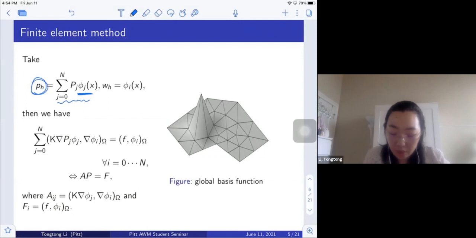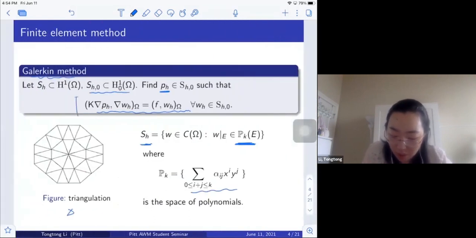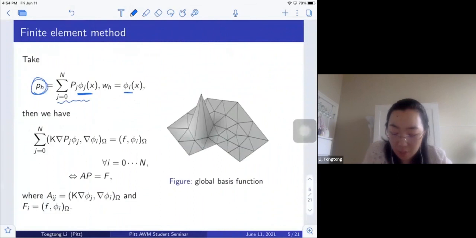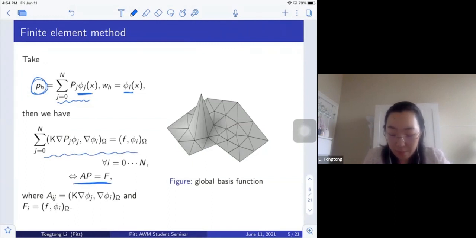Now, remember that we have this equation here. If we take our wh, the test function, to be each basis function, then we reduce our original problem into this problem, which is just solving a linear system AP equals F. A is already known from our setup. F is also known if you know the right-hand side. Now we only need to solve for P here. So that's the idea for the finite element method.